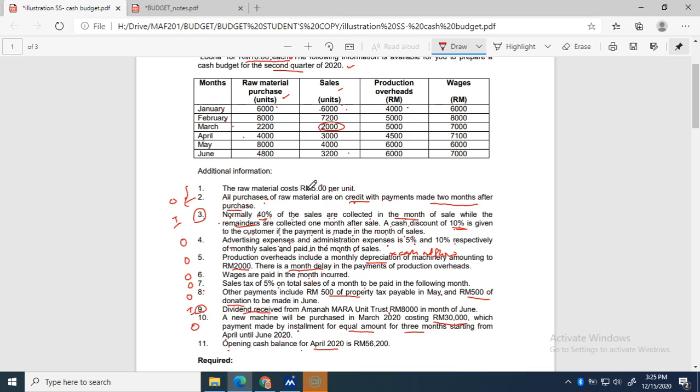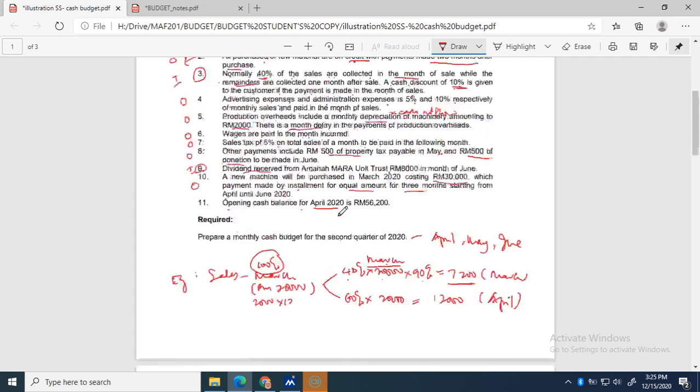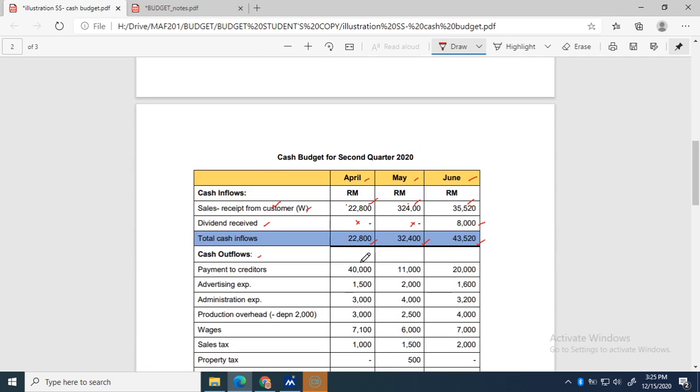So we refer to here, we prepare the budget for April. In this case, we pay for the raw material that we purchased in February. The purchase in February, you pay in April, 2 months after. The purchase of March, you pay in May. The purchase of April, you pay in June. That's why this is units times 5 ringgit. Okay, refer to the answer. Payment to creditors.